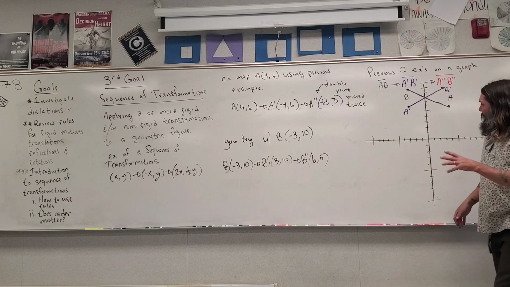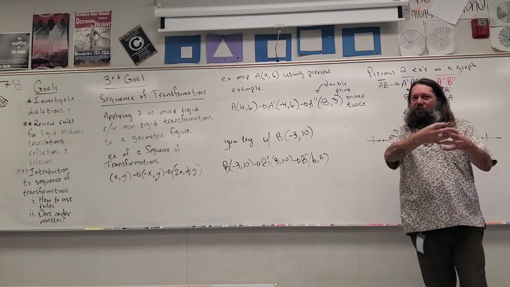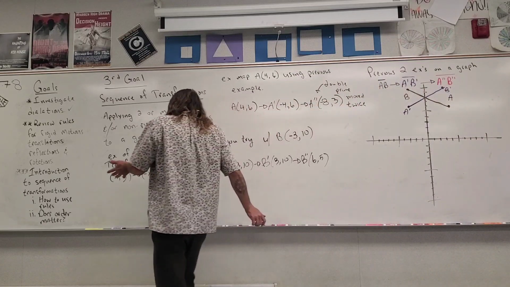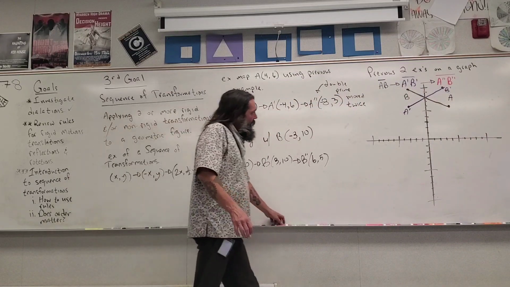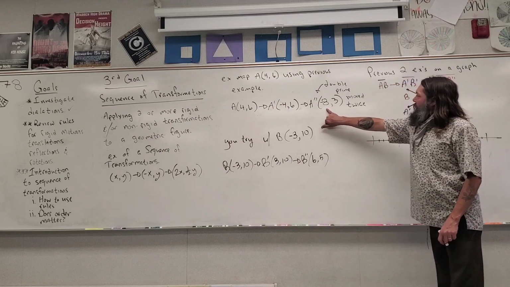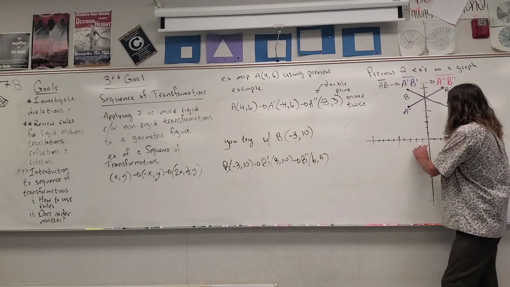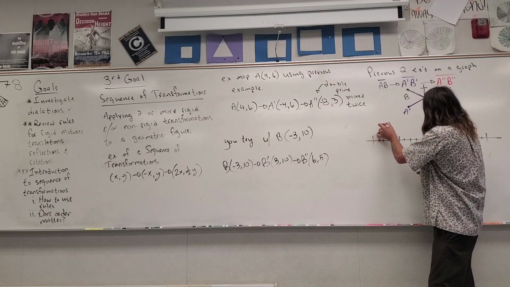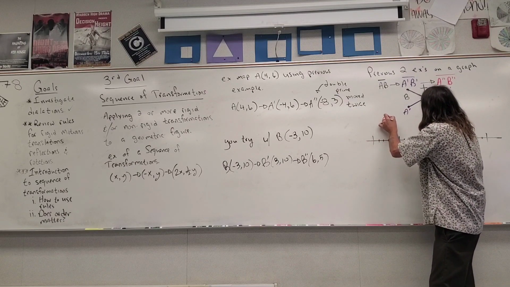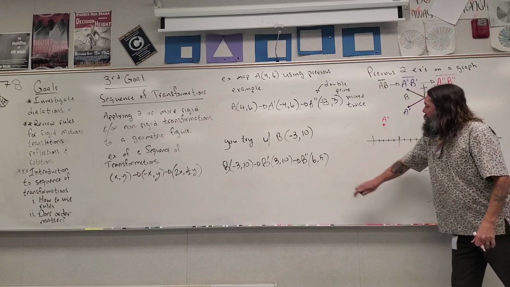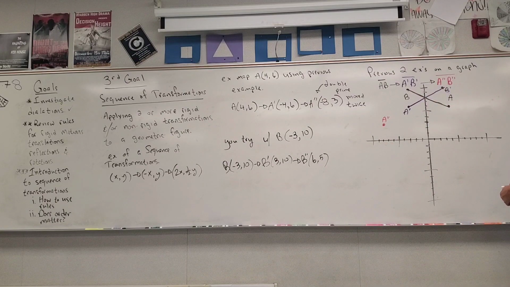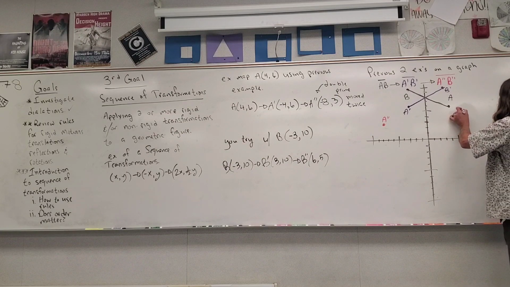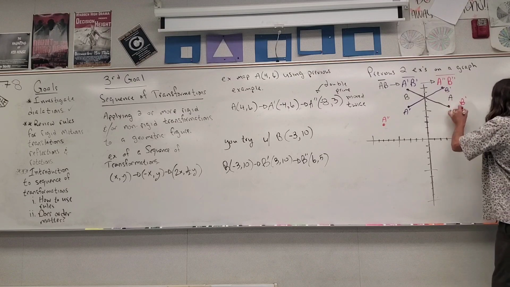And let me draw my now A double prime. So A double prime is a dilation. It's going to stretch or shrink. It's going to change the shape and or the size. And I did that in red. So (-8, 3), that's my A double prime. And (6, 5), that is my B double prime.